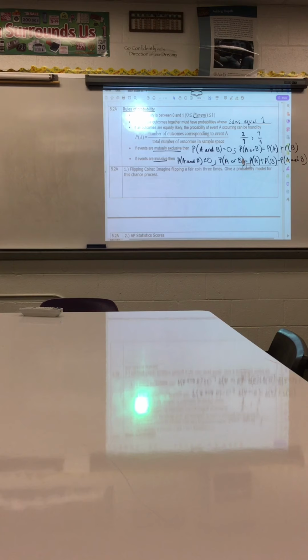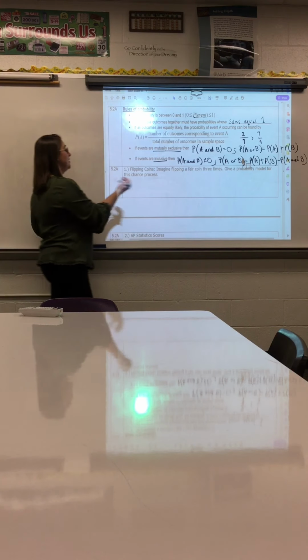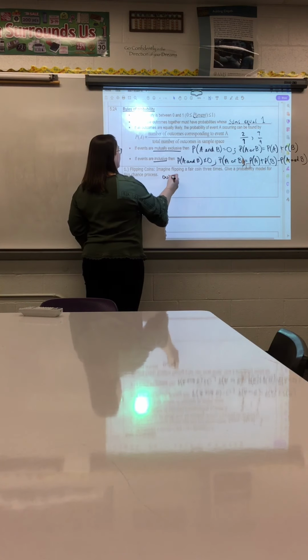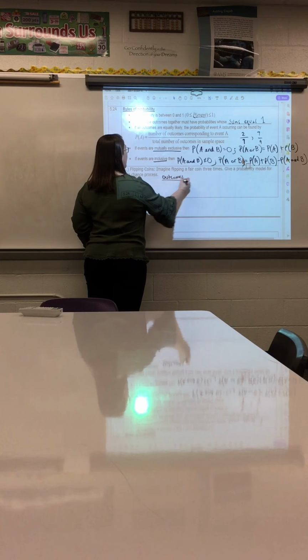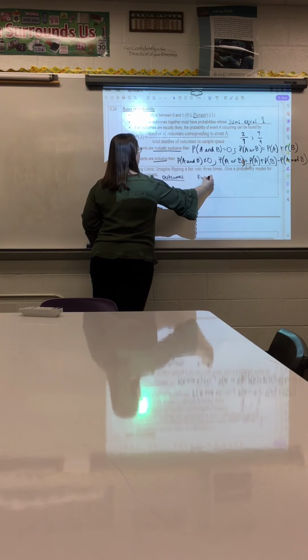We're going super fast. Okay, so 5.2a, number 1, at the bottom it says flipping coins. Imagine flipping a fair coin 3 times. Give a probability model for this chance process. A probability model has what are the outcomes that can happen, heads or tails, and what are the probabilities that can happen.